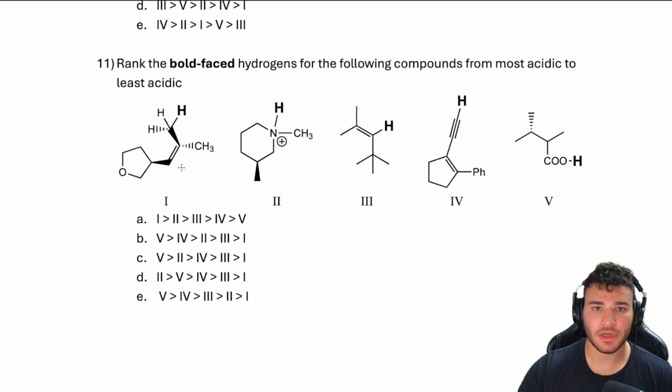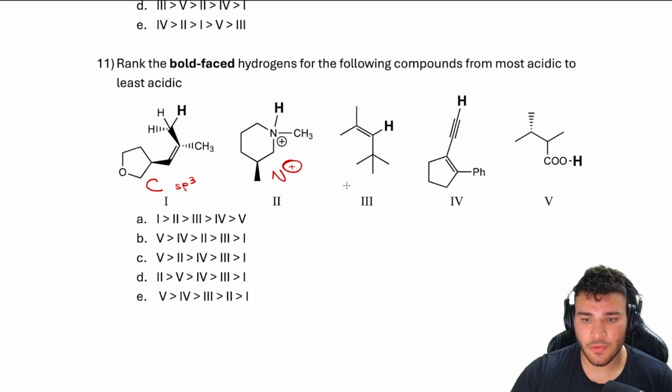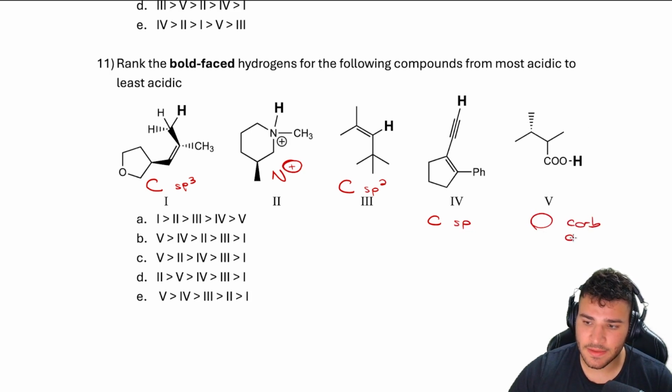Again, question 11, we're looking to organize them from most to least acidic. And so in structure 1, we're connected to a carbon that is just sp3 hybridized. Structure 2, we're connected to a nitrogen that is positively charged. In structure 3, we're connected to a carbon that is sp2 hybridized. Structure 4, we're connected to a carbon that is sp hybridized. And structure 5, we're connected to an oxygen that is a carboxylic acid.